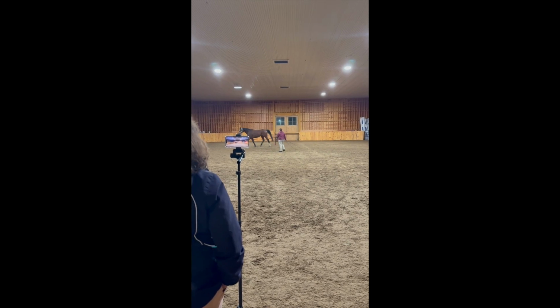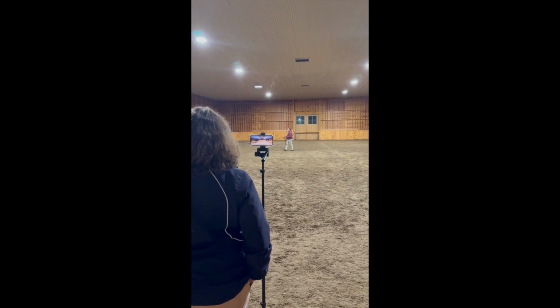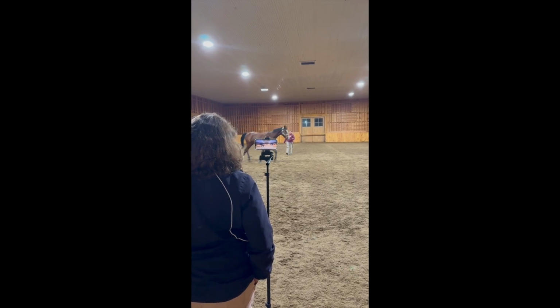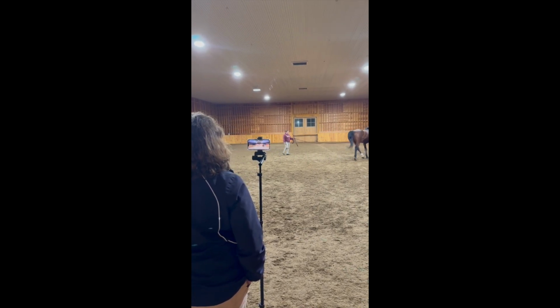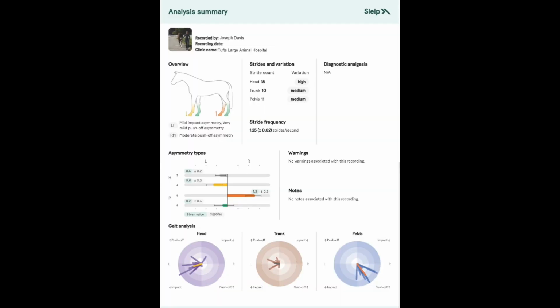This system uses deep neural networks and computer vision to perform motion analysis from a simple video stream. The AI is trained to track points like the pelvis, head, and hooves, eliminating the need for physical markers. Similar to the equinosis analysis, SLAPE provides an analysis summary that visually describes the asymmetry in pelvic and head movement based on the horse's anatomical dimensions, which are detected by AI.